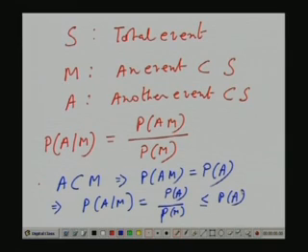It should be greater than or equal to P of A. That is, since P M is less than 1, obviously P A by P M is greater than or equal to P A. When P M is 1, then only it is equal, otherwise it is greater than P A. And I am of course assuming that P M is non-zero, otherwise this division is not allowed.